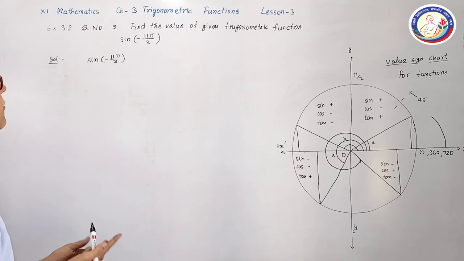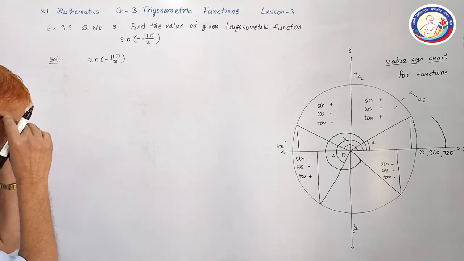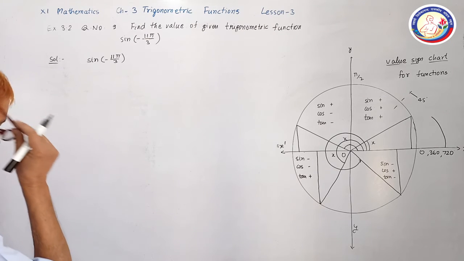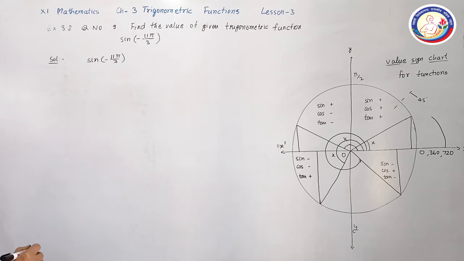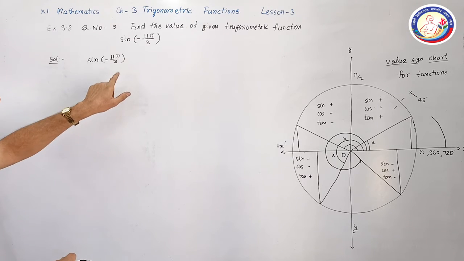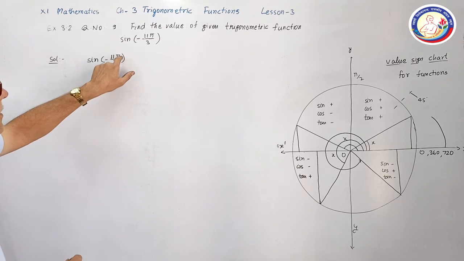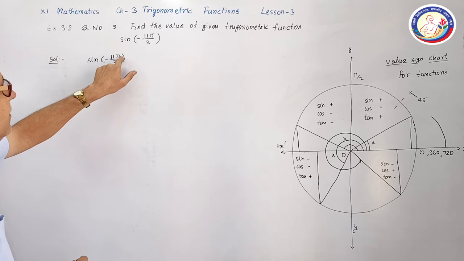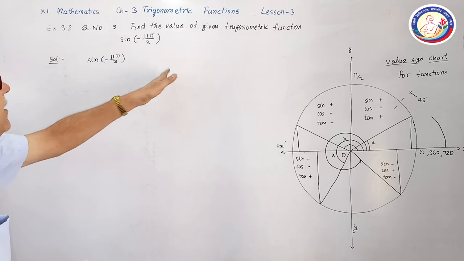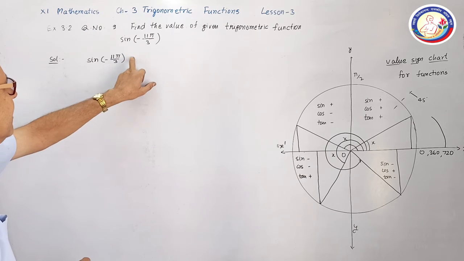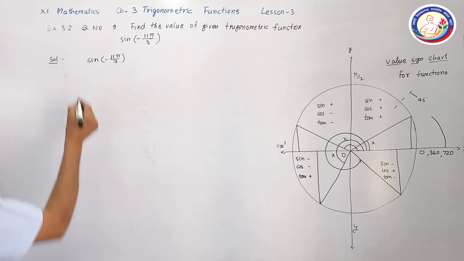Now we take this question for solution. We have to find the value of sine of minus 11 pi by 3. So this is a negative angle, so we will change this into a positive angle. Another way, we can use the value in degrees after writing pi as 180 degrees. That will be easier, but I am solving it using pi.